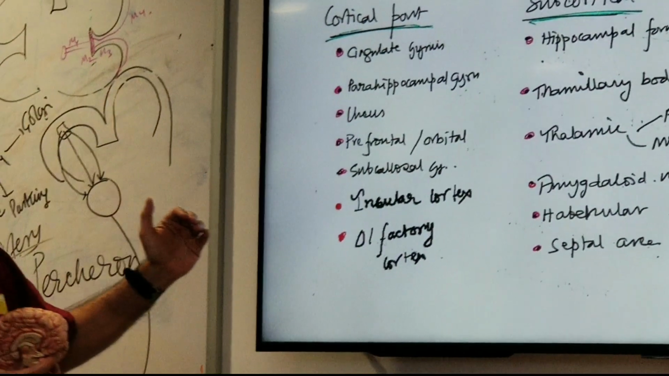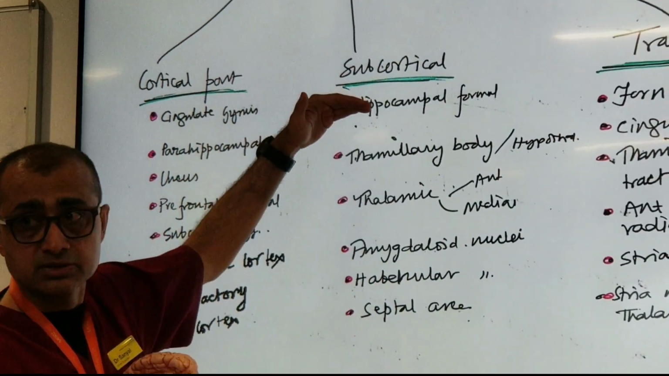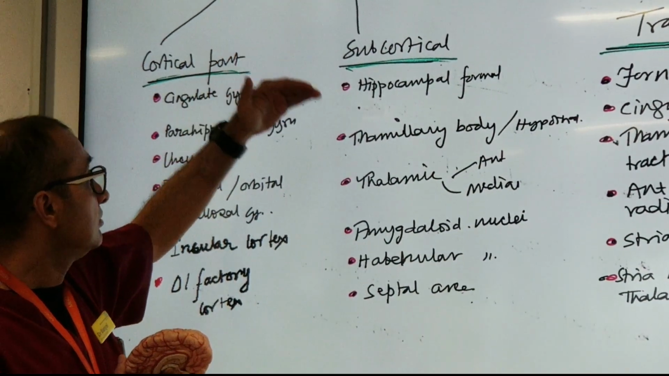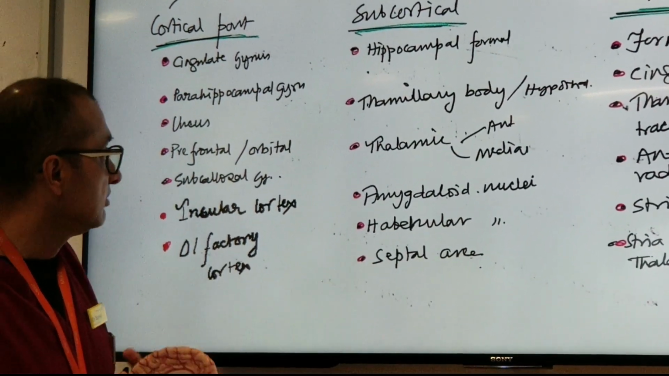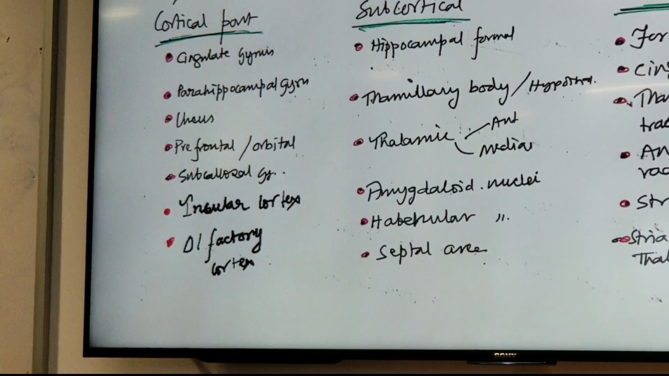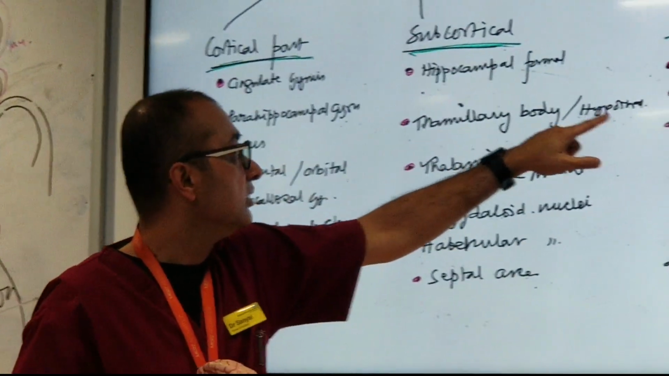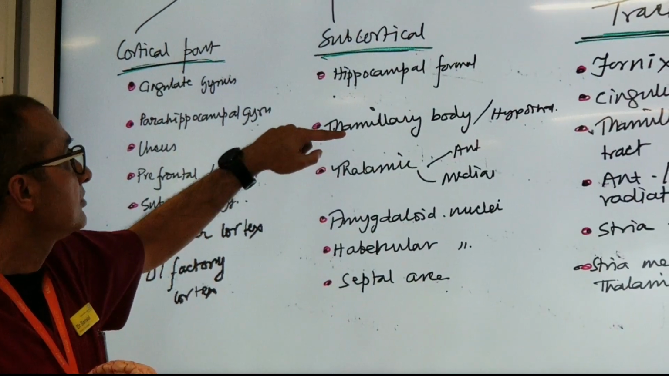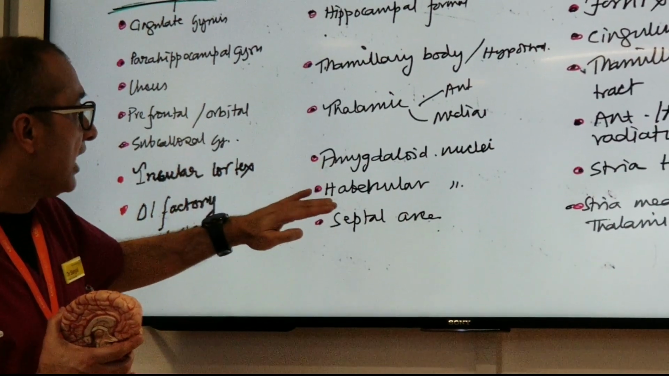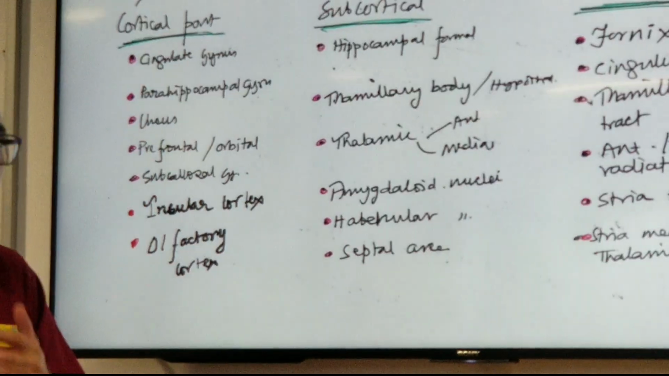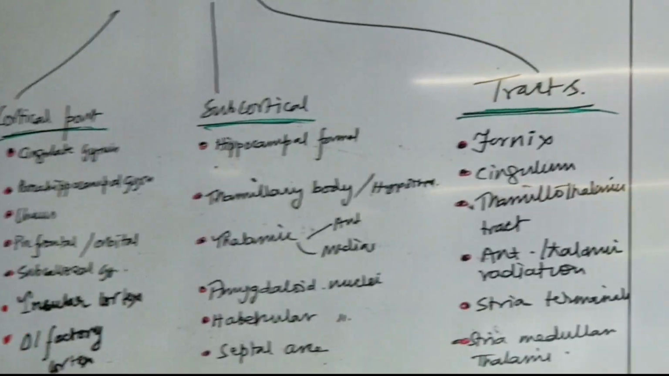Subcortical part, obviously thalamus and hypothalamus. Oh, I haven't put hypothalamus here. So thalamus, hypothalamus, including the mammillary body, hippocampus, amygdala, habenular, and septal area. I'll just go through the picture and it will become clear. And there are tracts. I'll go through the tracts.